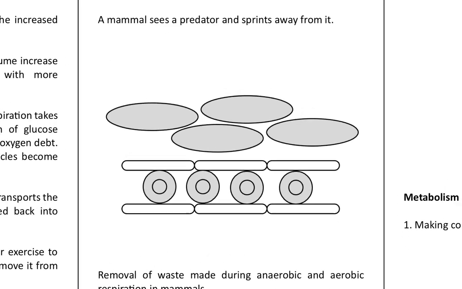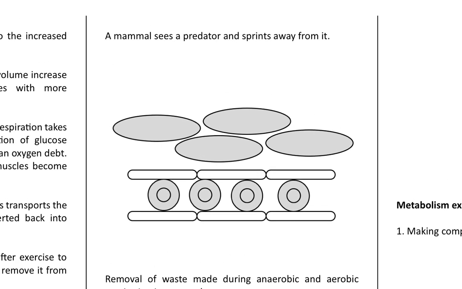Try to make a little picture. So let's have the scenario that a mammal, and we're a mammal, sees a predator and sprints away from it. So my heart's not going quickly, my breathing's not going quickly, yet I suddenly need to do a lot of muscle contraction. So let's just label my little diagram first.